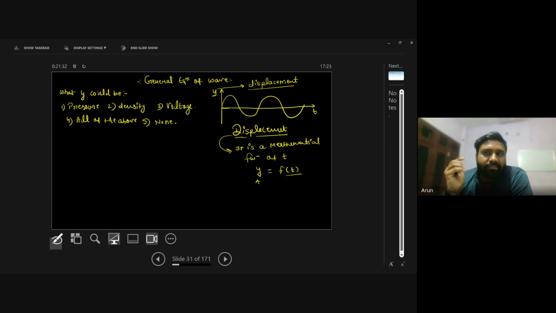So displacement is not a word that we should use only in the context of position. It is a word that we can use if a physical quantity is varying with time. Now I think you got it. So Y could be pressure, Y could be density, Y could be voltage. So it is 4, all of the above.